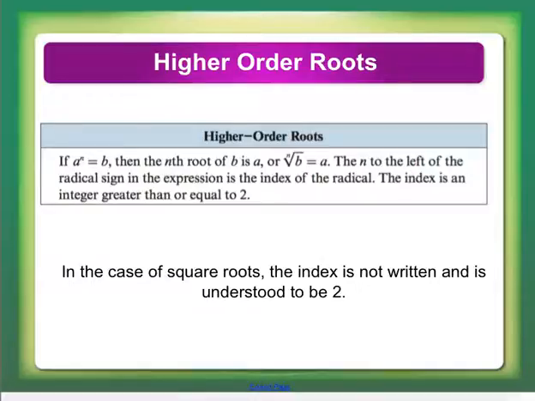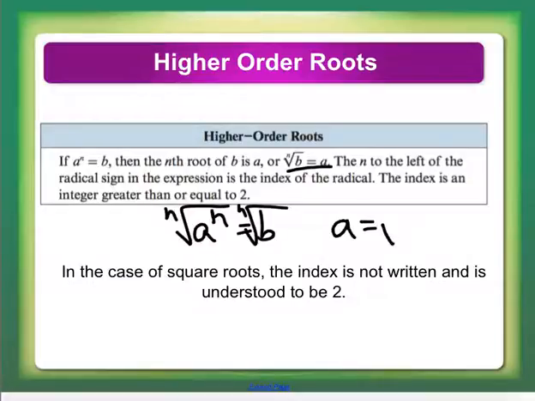So let's try a couple. This is another way to talk about our higher order roots. If we have a to the n equals b, then the nth root of b is a. What we're saying is if we have a to the n equals b and we want to solve for a, we can take the nth root of each side, because taking something to a power and taking the root of something are opposite operations. So a is the same as the nth root of b.